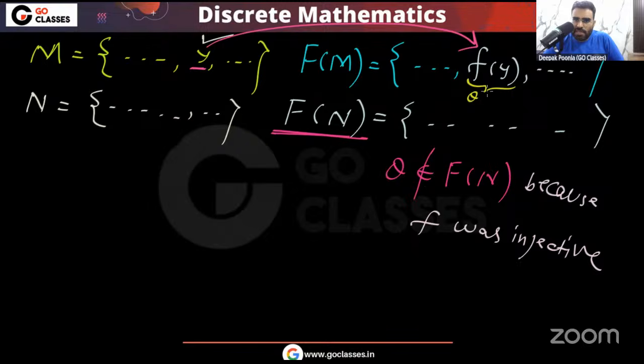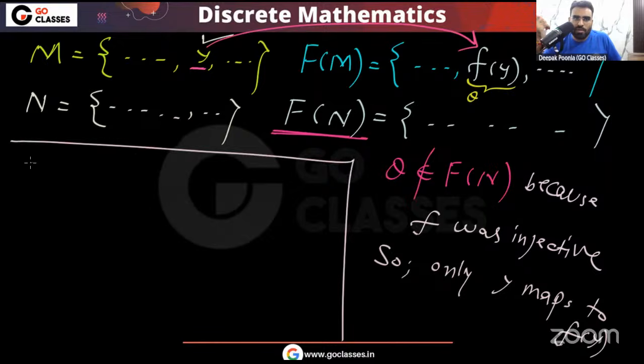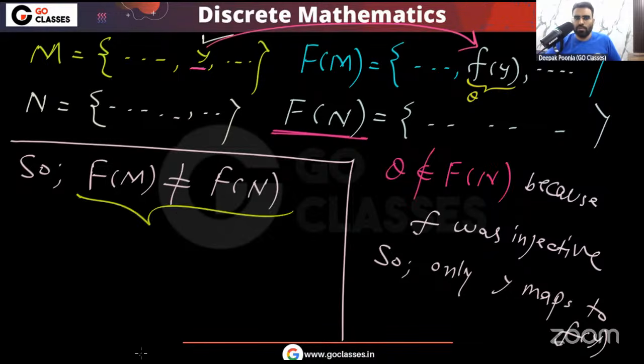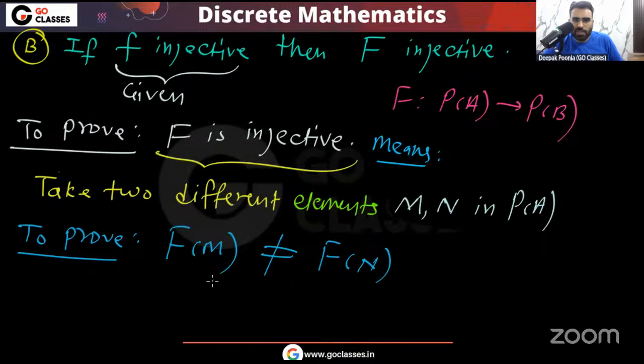Do you agree with me? So you can see this f of y, this theta, will not belong to capital F of N because small f was injective. So only y maps to f of y. Yes or no? No other element maps to f of y. So I hope you understood that I can say F of M and F of N are different. Is this point clear? So what we have proven is that capital F of M is different from capital F of N. This is what we wanted to prove. Yes or no? I hope you understood this. We wanted to prove that capital F of M and capital F of N are different, and this is what we have proven. Did you understand?